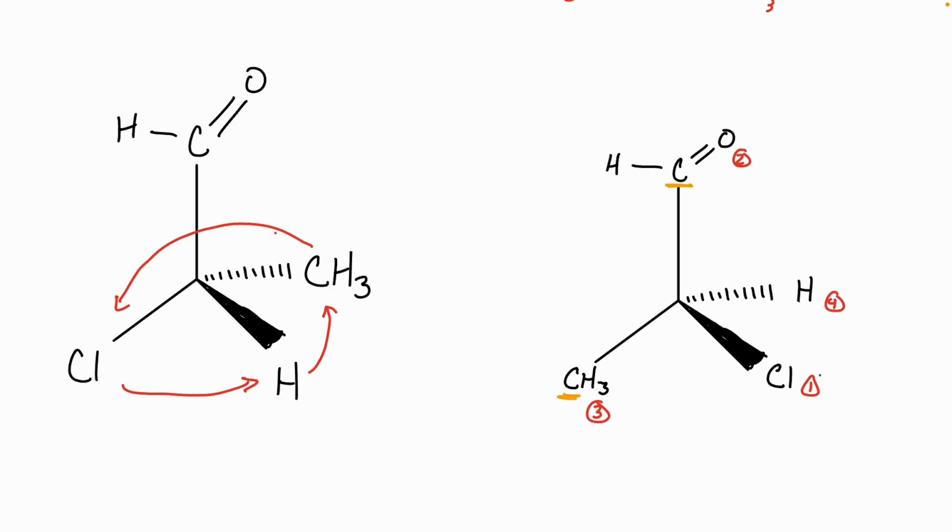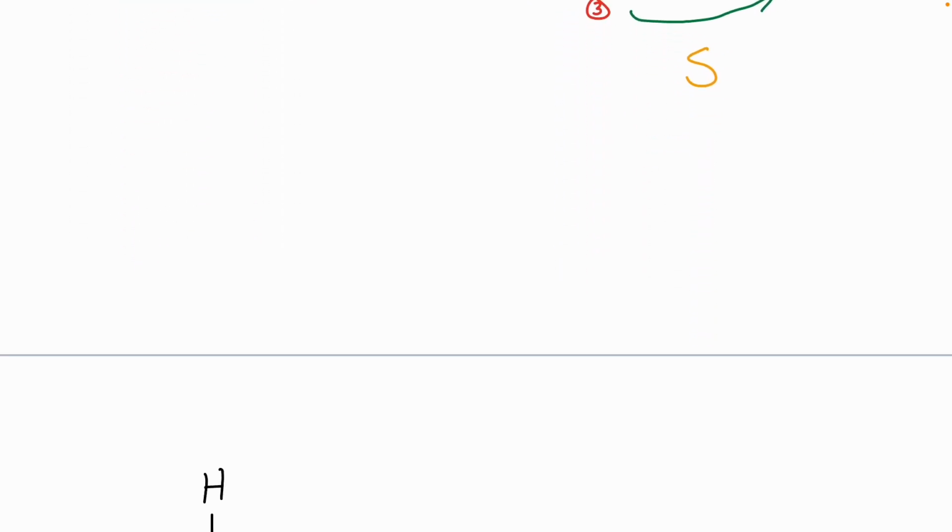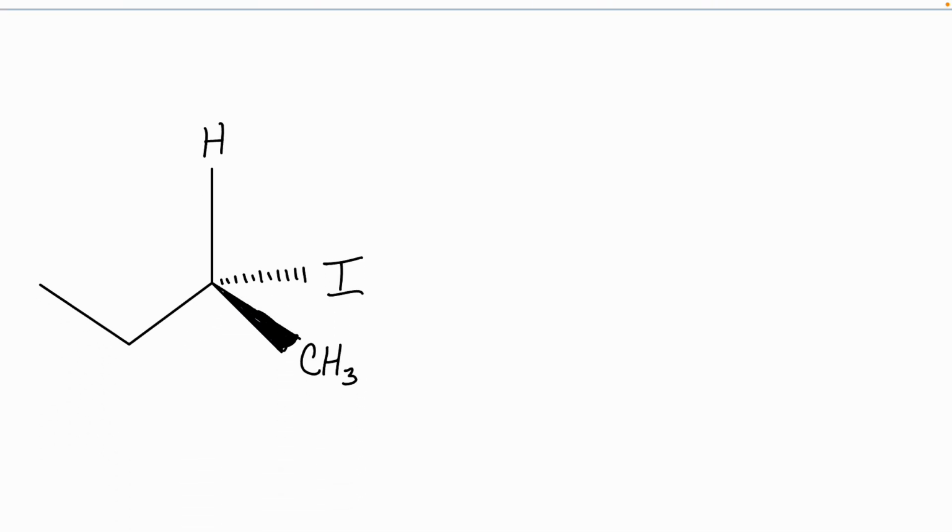All right, so 1 to 2, 2 to 3, 3 back to 1. This would be counterclockwise, so yes, this is my S isomer here. Okay.